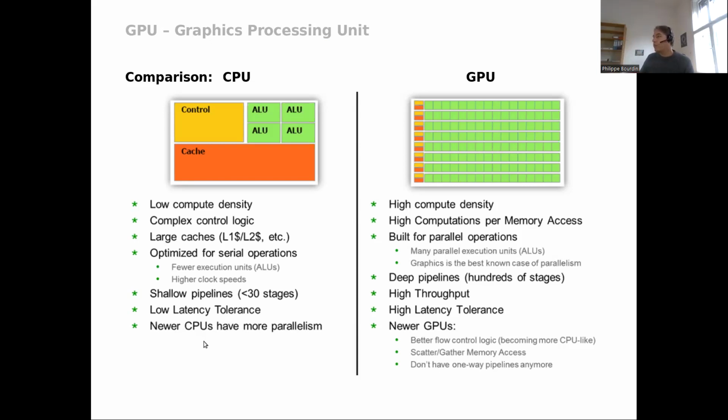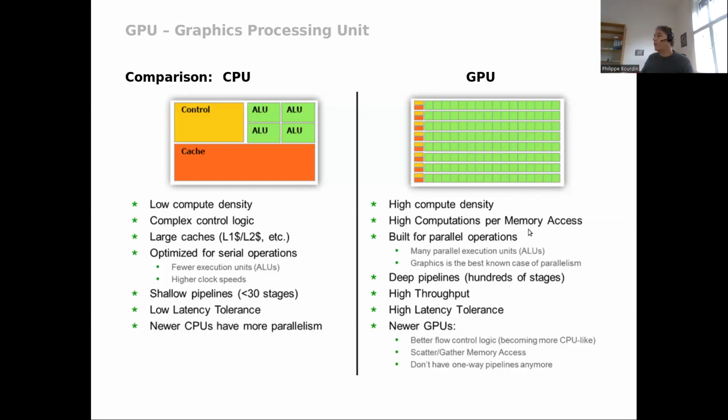Newer CPUs have, of course, more parallelized cores, so that means you have 8 or 10 or 12 or even 24. Newest processors carry up to 64 cores. That means it is becoming more like a GPU slowly, and GPUs usually look like that. So you have very little space for the control unit and very little cache, but on the other hand, you have a lot of arithmetic logic units. So that means you have a high compute density. So most of the chip is used for computations.